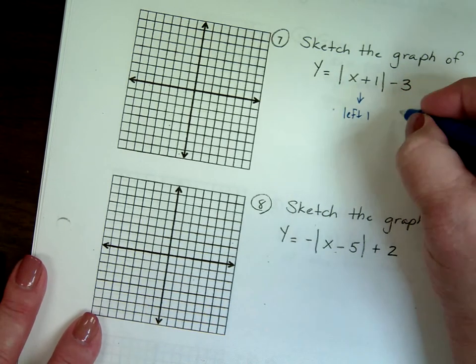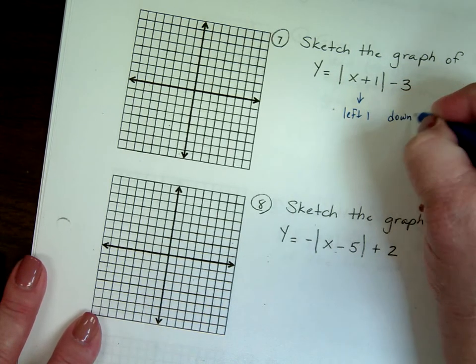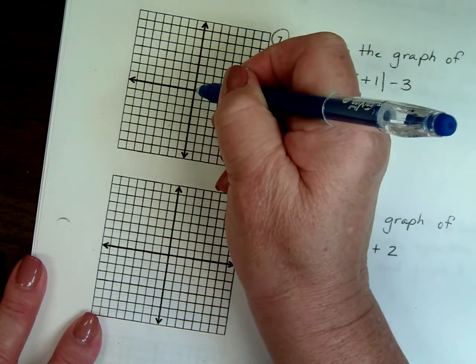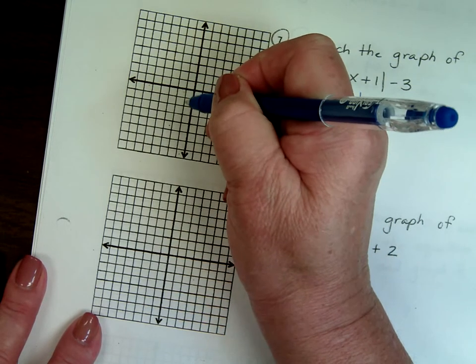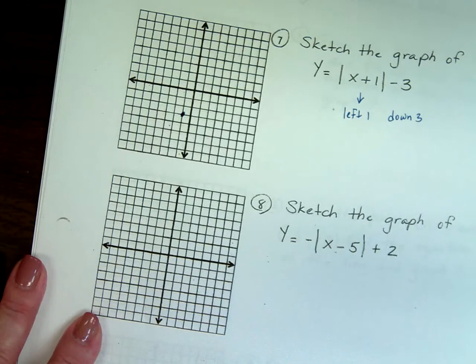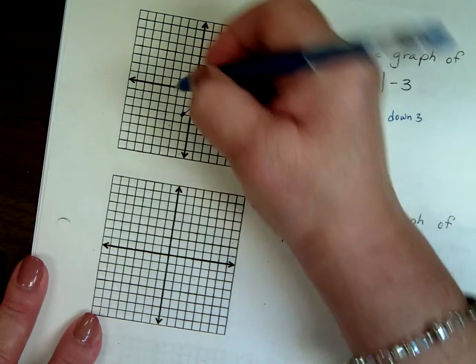So it's left 1 and down 3. Start at the origin, left 1, down 3. 1, 2, 3. Puts it here. Here is my V, my absolute value graph.